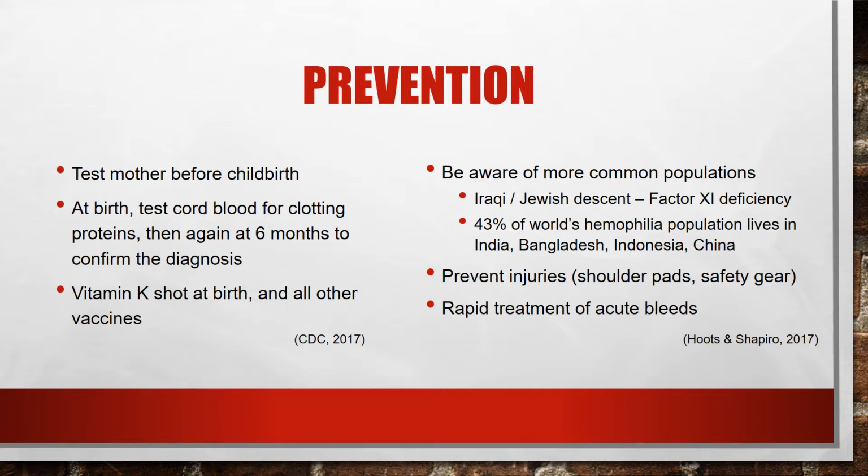Another thing we can do as far as prevention goes is just being aware of more common populations that hemophilia tends to affect. Hemophilia C tends to be more common in the Iraqi, Jewish, European descent. And it has been said that 43% of the world's hemophilia population lives in India, Bangladesh, Indonesia, and China. So if you have patients from these countries, asking a really good detailed family history or genetic history may be definitely worthwhile. And like I said earlier, preventing those injuries, shoulder pads, safety gear, and rapid treatment of acute bleeds.